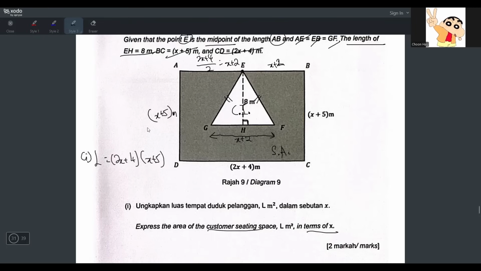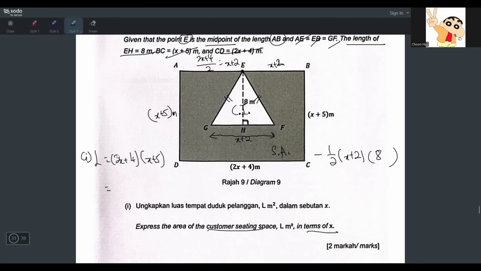But of course, you have to minus the area of the triangle. For the triangle, I can use the 1 over 2 times base times height formula because I already have the base and the height. But for the height, don't take the slanted height, take the vertical perpendicular height. So the base will be x plus 2. That's the base. And for the height, take the perpendicular distance from the top to the base, so it will be 8. And everything is in meter, so later it will come out in meter also.